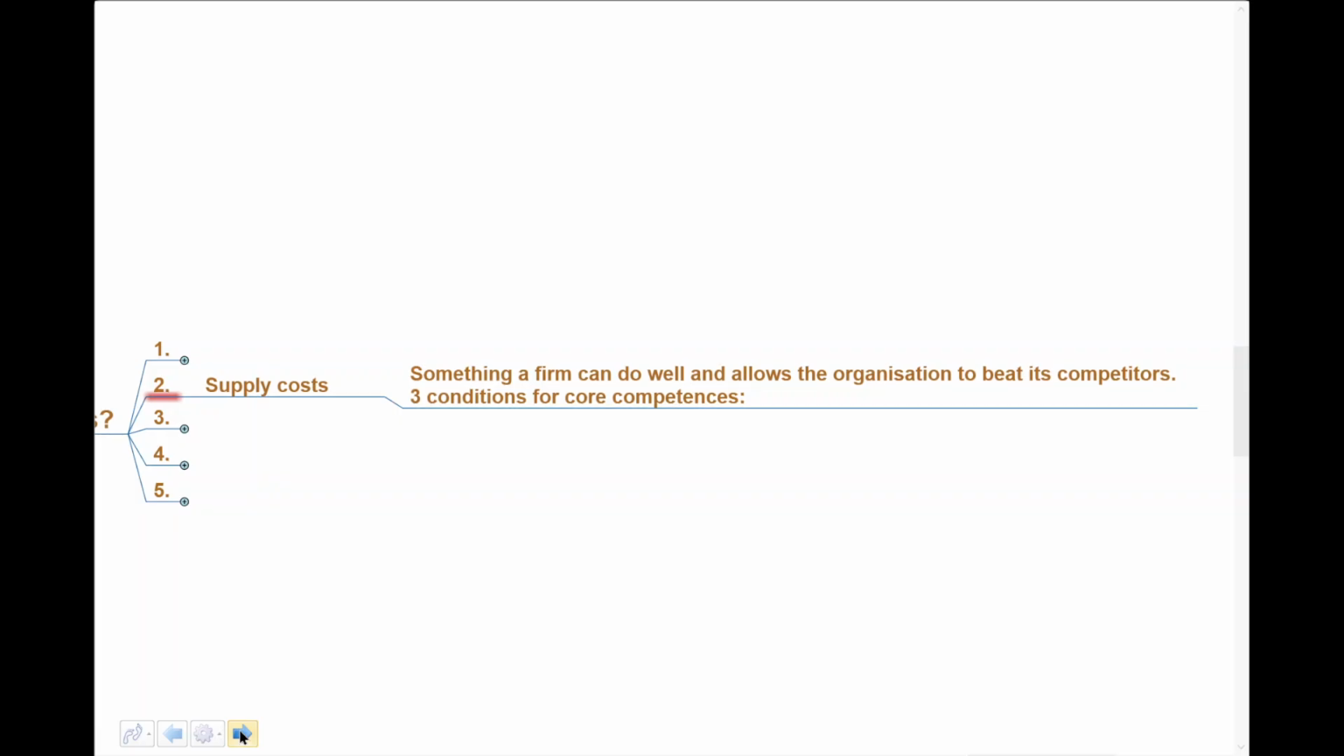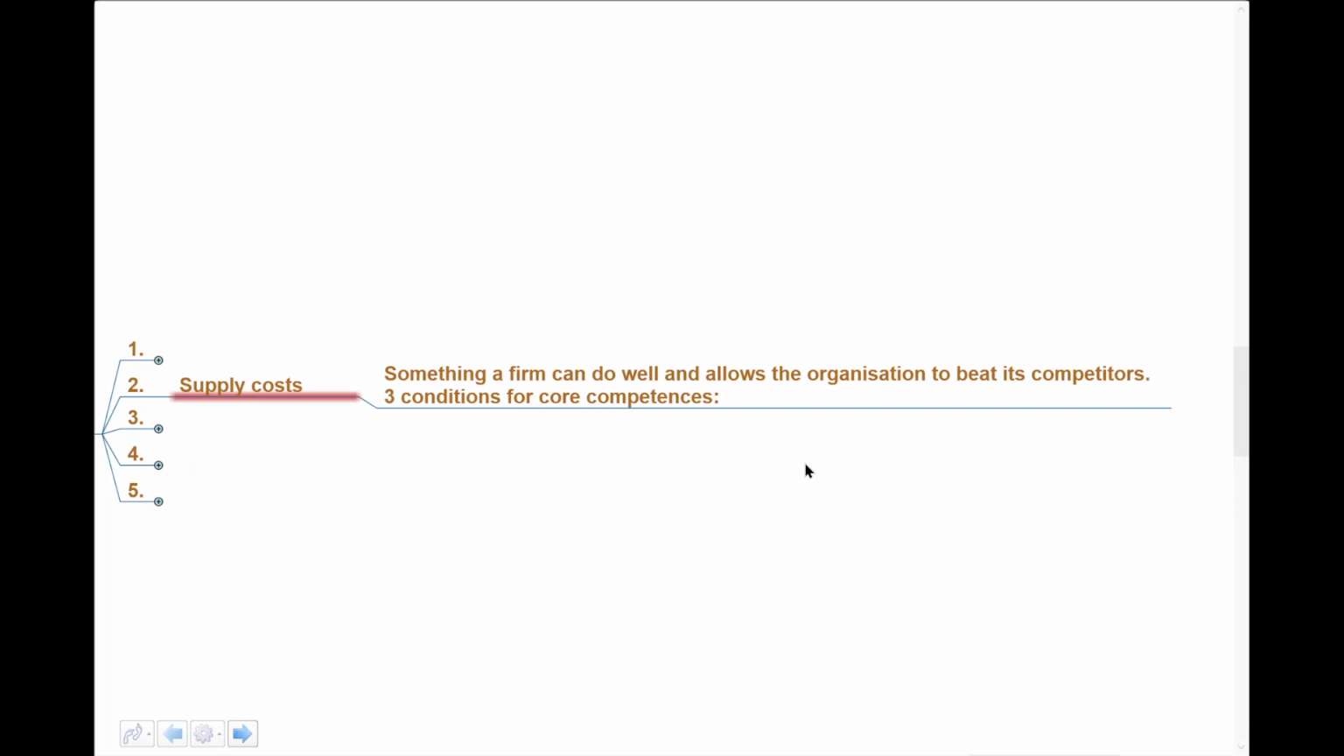In terms of supply costs, really what we're saying here is that companies can focus on their supply. They can focus on the relationship they have with suppliers, and indeed sourcing the most efficient or cost-effective methods of obtaining, let's say, raw materials, or obtaining parts or components.